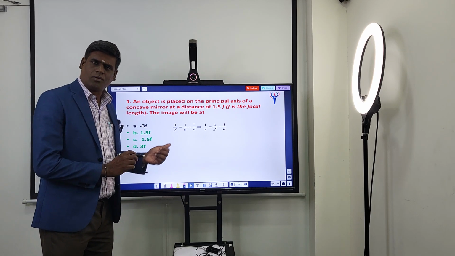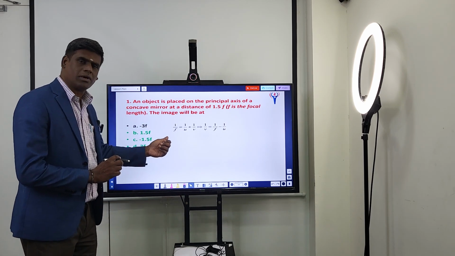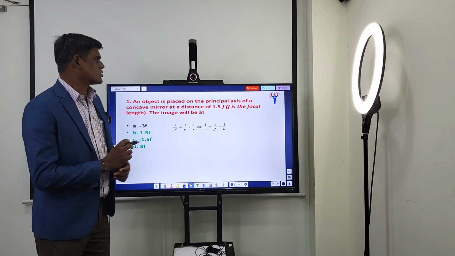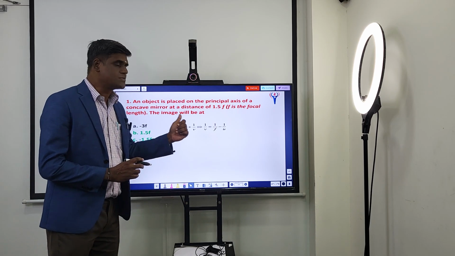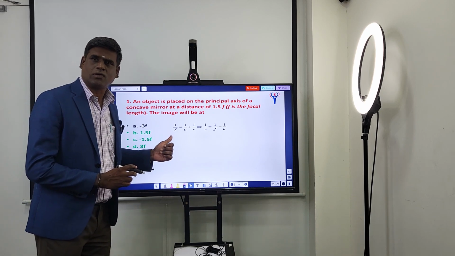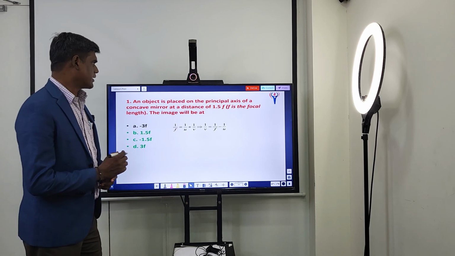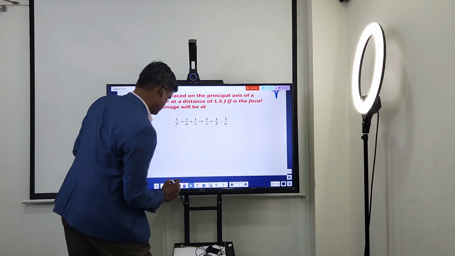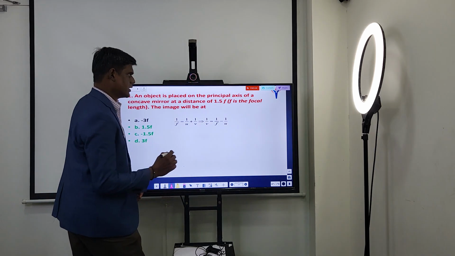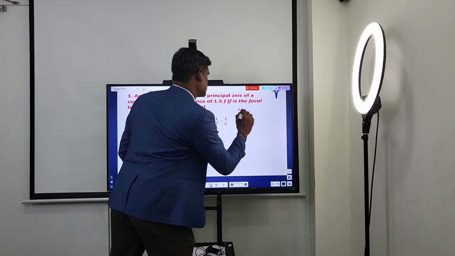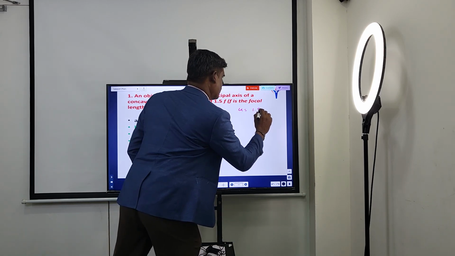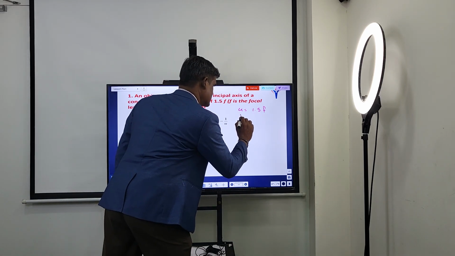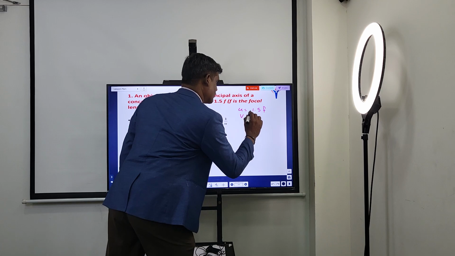We know the mirror formula. The formula used here is 1 by f equal to 1 by u plus 1 by v. Here, for the concave mirror, the object distance is given at 1.5 f, and we want to find the image distance. Object distance u equal to 1.5 f, and you should find the image distance v.